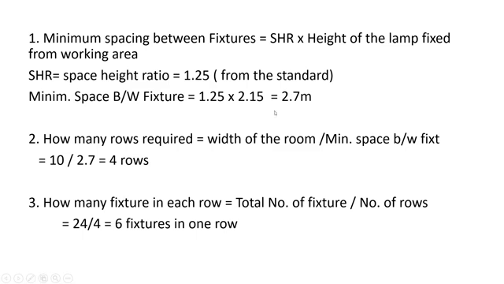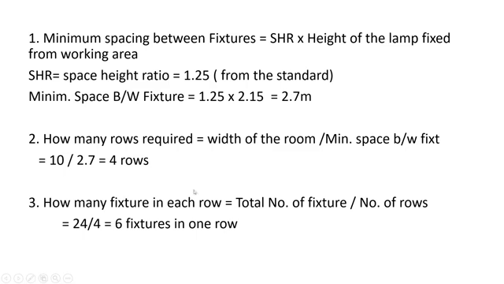Okay. Now how many rows are required? The formula is width of the room divided by the minimum space between each fixture. The width of the room is given as 10 meters, and the minimum space between fixtures we got from the first derivation is 2.7. So we got 4 rows. So the number of rows required for that room is only 4 rows.